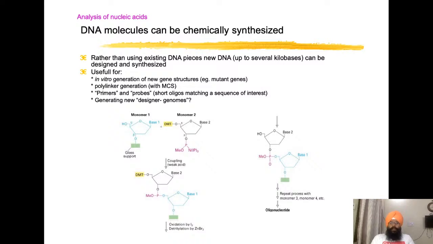So DNA molecules can be chemically synthesized. Rather than using existing DNA pieces, new DNA can be designed and synthesized. So it is useful for in vitro generation of new gene structures, polylinker generations, primers and probes, and generating new designer genomes. So they are like monomer 1, monomer 2, they are coupled together, and then after the coupling a weak acid is made, then oxidation is done of that, then you have base 1 and base 2 with these two sugar bases being attached together, and in the same way monomer 3, monomer 4 could be attached, and could make an oligonucleotide at the end.